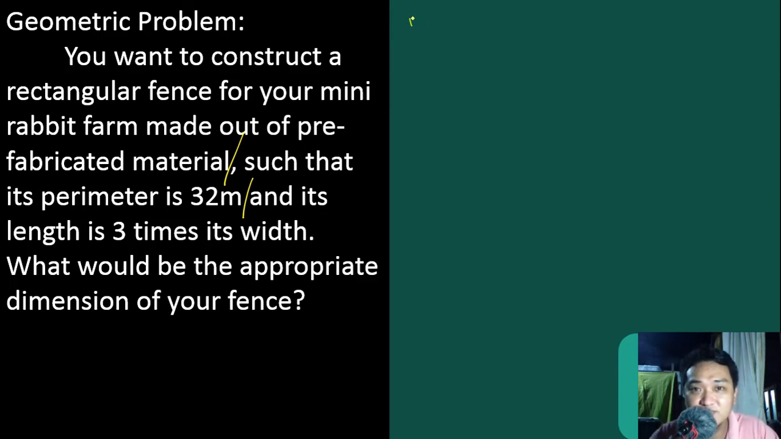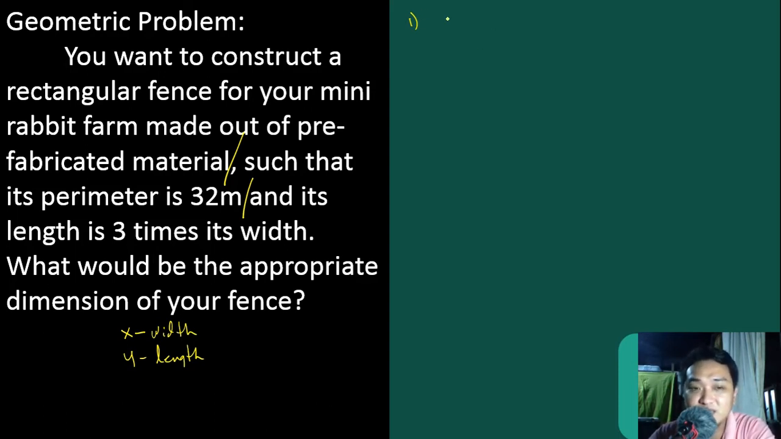So, let us express that statement in linear equation. So, that is for our number 1 linear equation, the perimeter is 32. X will be our width, and y here will be the length of our rectangular fence for our rabbit farm.